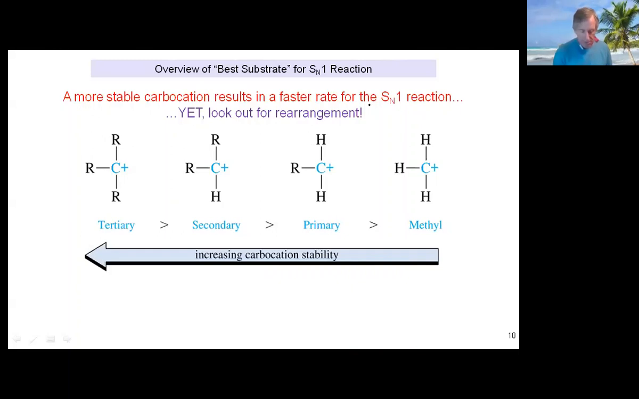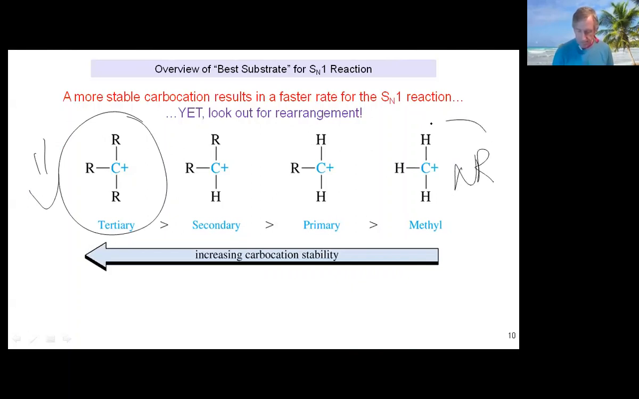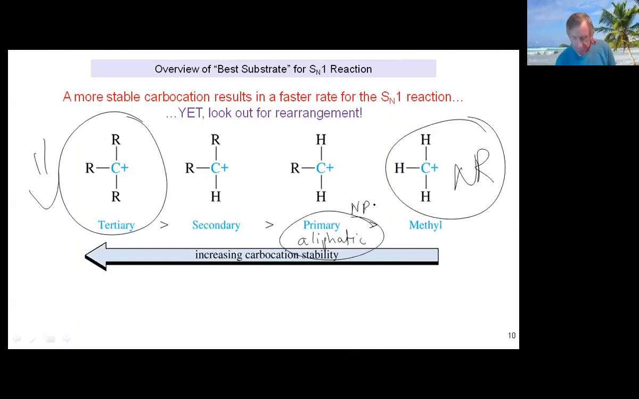I need the bulkier the better. This is ideal. This will never happen. No reaction. I will never be able to make a methyl carbocation. I will never be able to make a primary aliphatic. No reaction. Primary aliphatics can't form carbocations, but primary benzylics and allylics can because they have a possibility of resonance to stabilize the carbocation. So don't hold off on all primaries. So look out for the allylics and the benzylics.